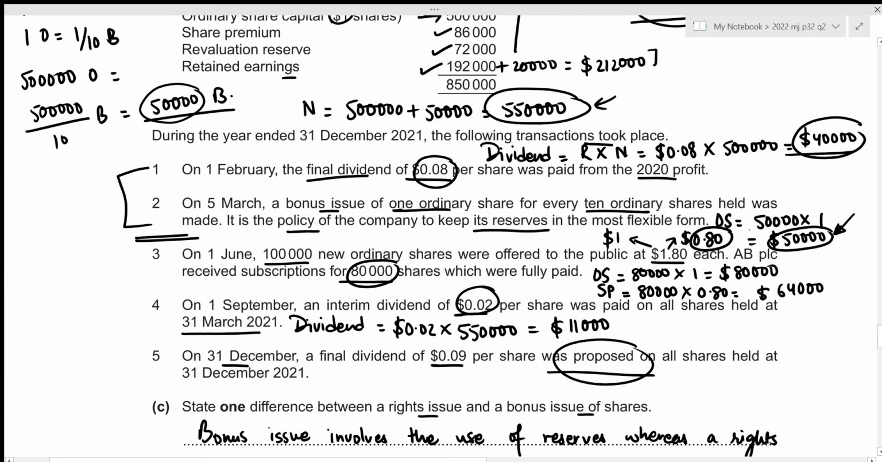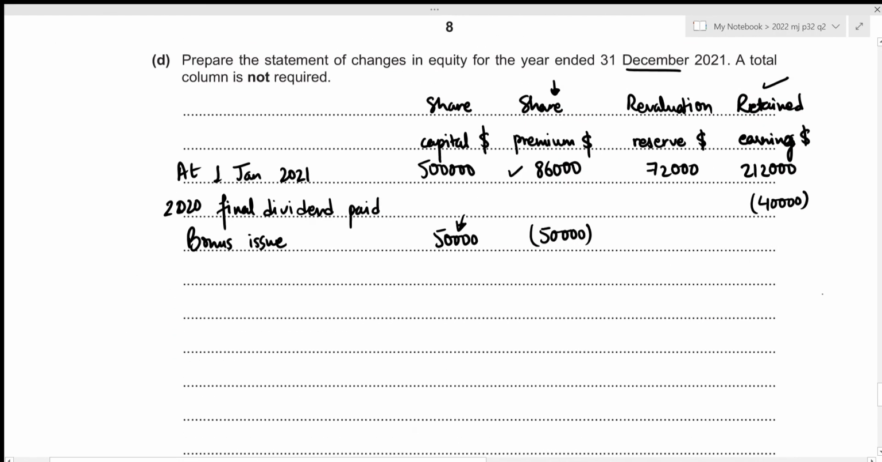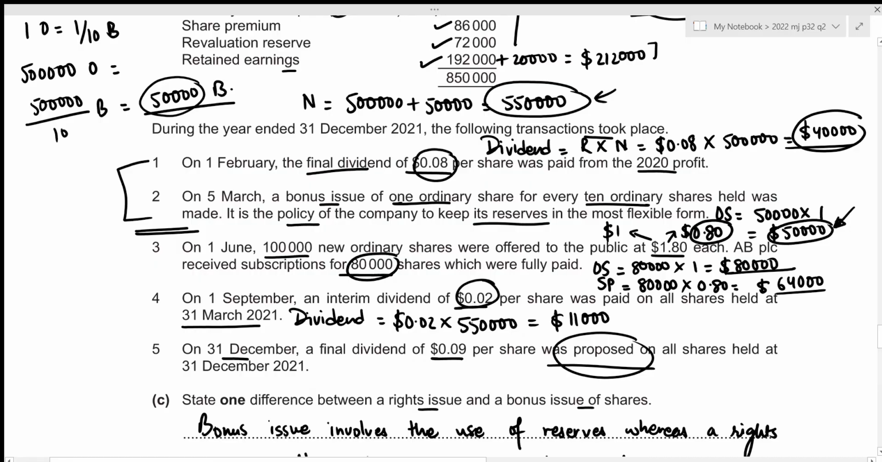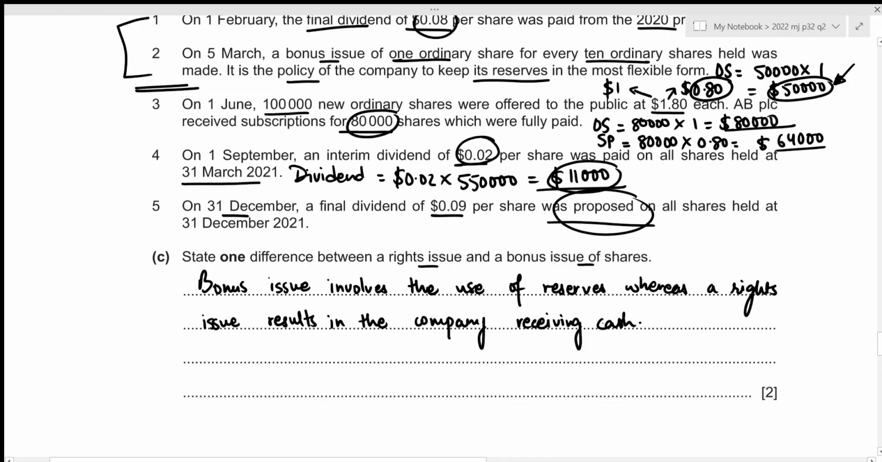Okay. Then we have new ordinary subscriptions, which brought in 80,000 to ordinary share capital and 64,000 to our share premium. Let's write it down. This is new issue, 80,000 for share capital and 64,000 for share premium. All right. Then we have interim dividend of 11,000, which again should be subtracted from our retained earnings.